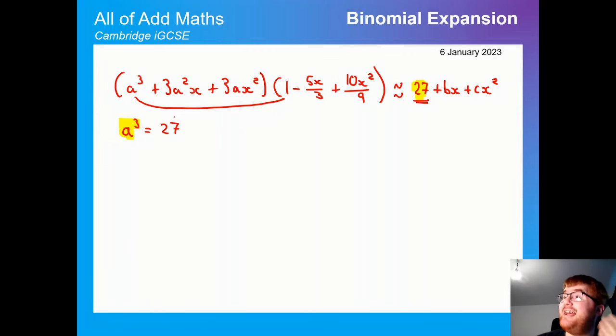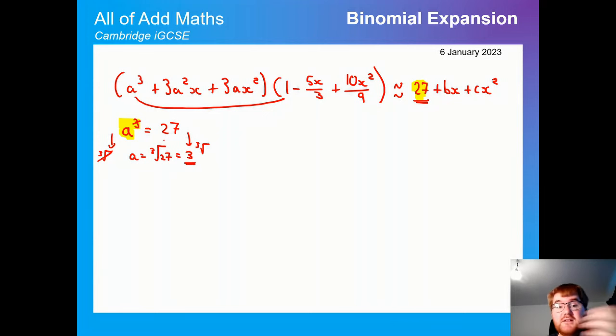And so to get a on its own, what's the opposite of cubing? Well, we want to cube root both sides, like so. This cancels, giving us a, and then the cube root of 27, well, that's just equal to 3. So first of all, we've worked out a is equal to 3. It's going to be really important for the next part.